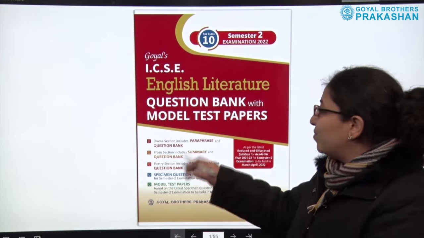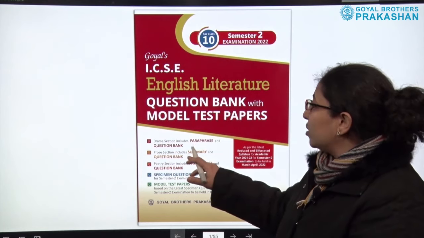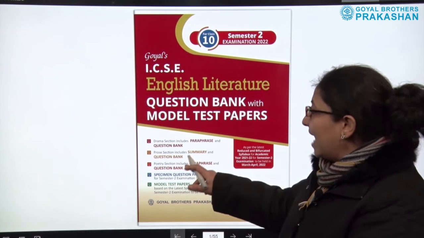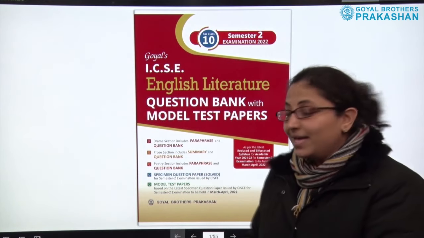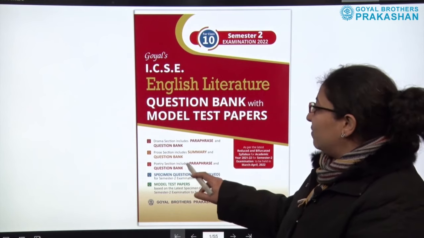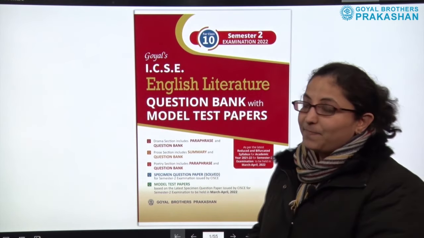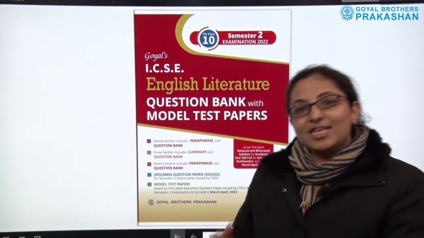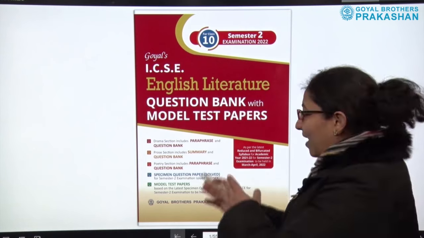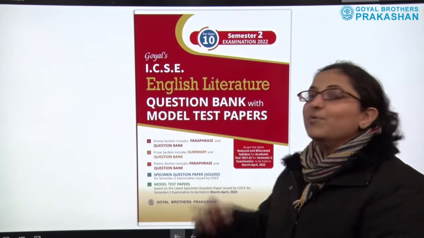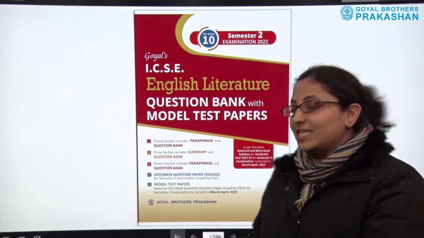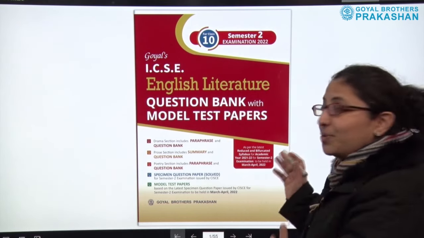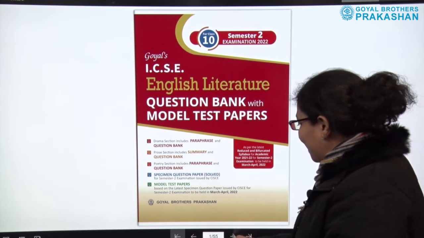To start with, this book has a drama section, which includes the paraphrase and question bank. Then the prose section, which includes summary and question bank. Then the poetry section, which includes paraphrase and question bank. After this, they have the specimen question paper, which is solved, released by the CISCE. And after the specimen question paper, there are a few model test papers, which are strictly based on the specimen question paper released by the council. Now, let me show you how the book has been designed.